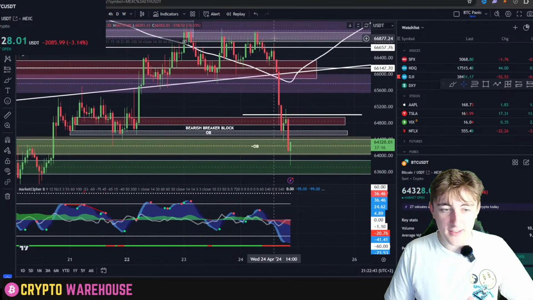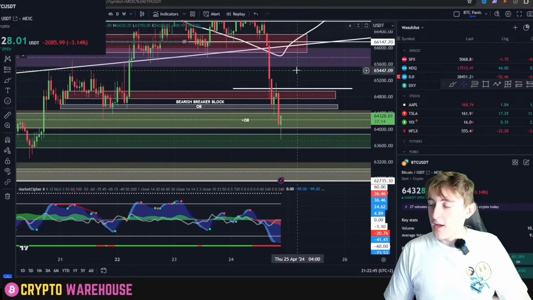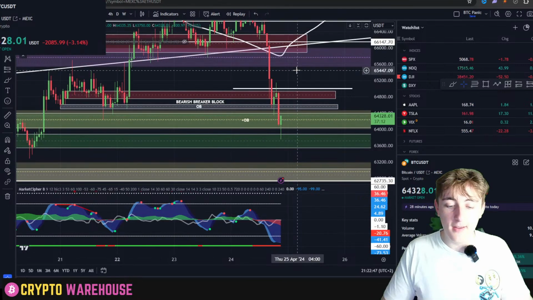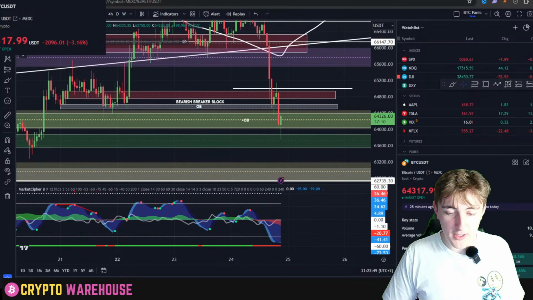This personally disagrees with me because of how far we've come down, and we're still going down. But the data says we're supposed to come down. That's all I can say. All I do is look at the data.